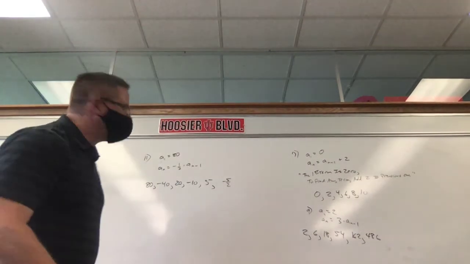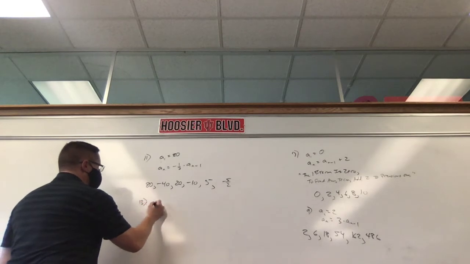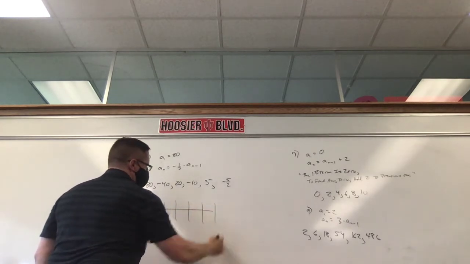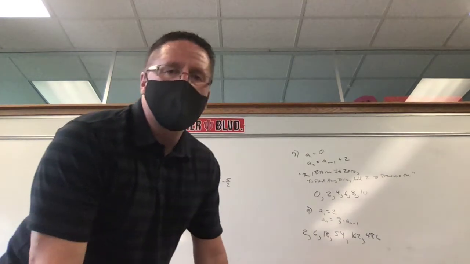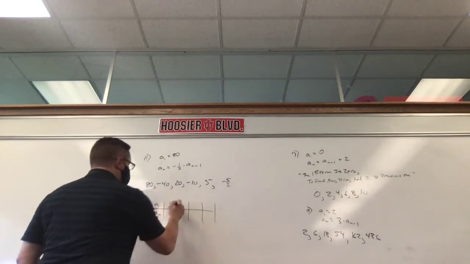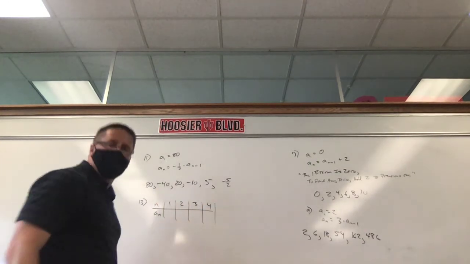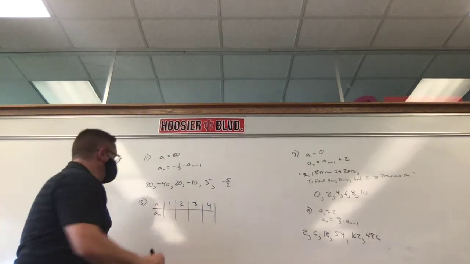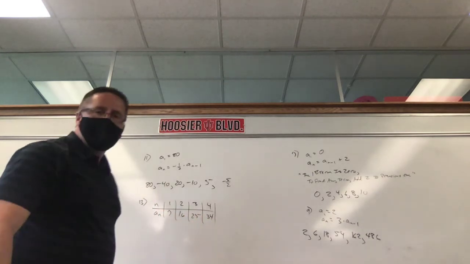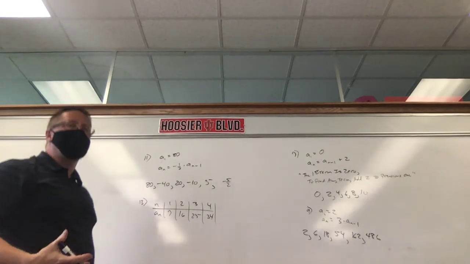Okay, so write this down. Let me give you information. 1, 2, 3, 4. And then 7, 16, 25, 34. Jot this down, and they ask us to come up with a recursive formula.